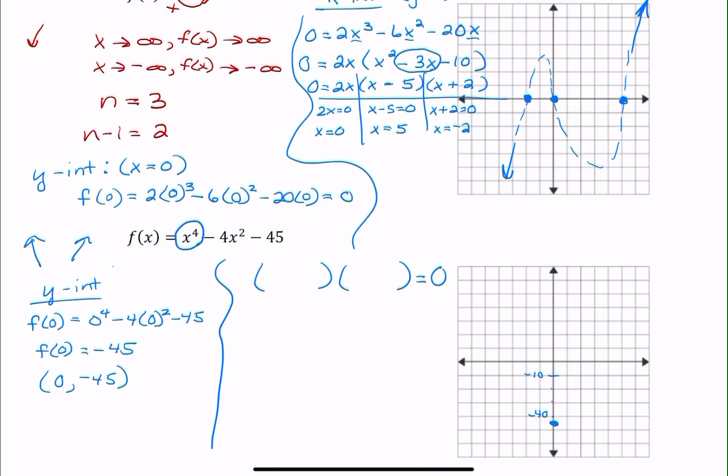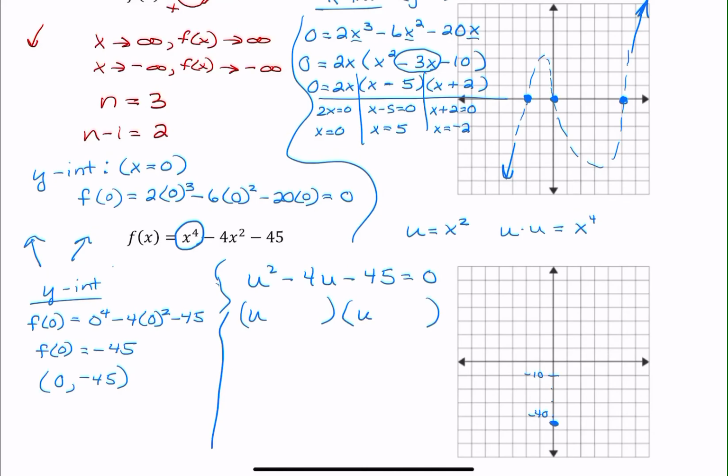We did this earlier in one of the chapters, where if you let u equal x squared, then u times u would equal x to the 4th. Let me rewrite it in terms of u first. I can rewrite that whole thing as u squared minus 4u minus 45 equals 0. Factor that, I'm going to have a -9 and a +5. Now I'm going to resubstitute x squared back in for u and set each one equal to 0.